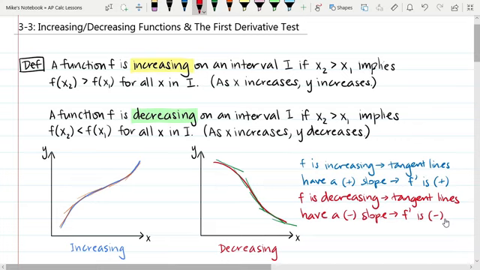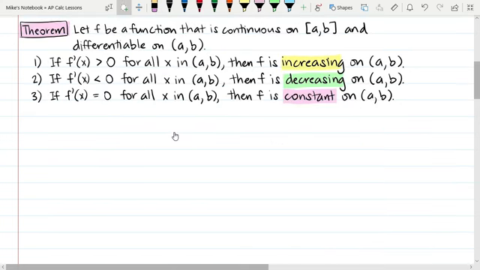So what that allows us to do now is make this connection between the calculus that you've learned and the increasing or decreasing behavior of a function. And so that leads us to this theorem here. So please do write this one down. So let f be a function that is continuous on the closed interval from a to b and differentiable on the open interval from a to b. If f prime of x is greater than 0, meaning if f prime is positive, for all values of x in that interval, then that means f is increasing on that interval.